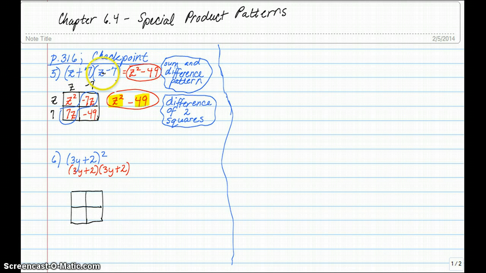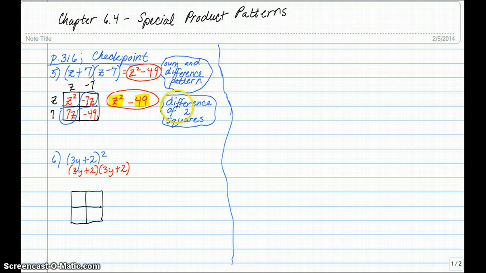the z plus 7 times z minus 7 is a sum and difference pattern. The product will be the difference of two squares. Z squared is a perfect square because z times z is z squared. 49 is a perfect square because 7 times 7 is 49, or the square root of 49 equals 7.